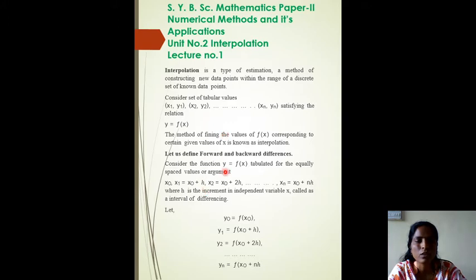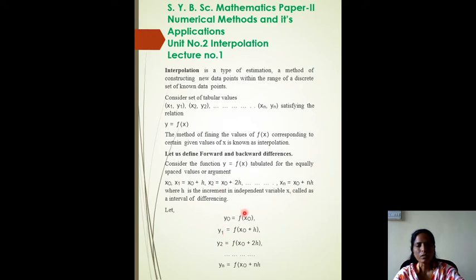So let us define forward difference and backward differences. In interpolation, difference operators are very important. Let us see forward differences and backward differences. So consider the function y is equal to f of x tabulated for the equally spaced arguments. So it is x0. You may call x1 as x0 plus h, x2 as x0 plus twice h, etc., xn is x0 plus nh, where h is the increment in independent variable x called the interval of differencing.